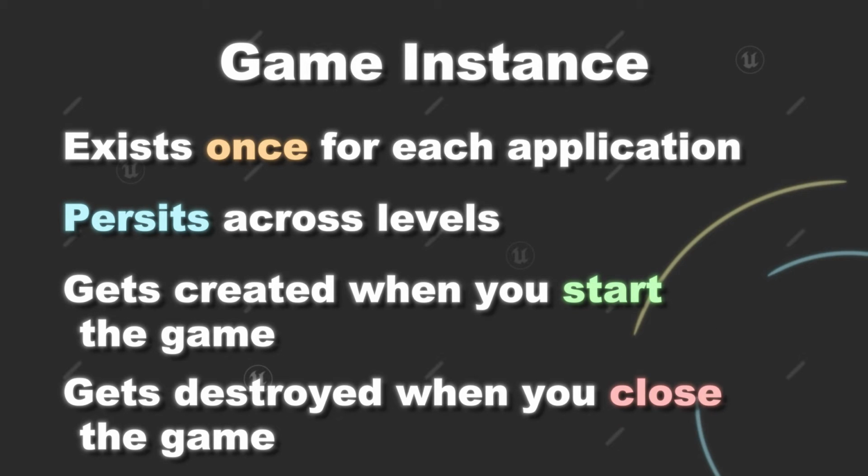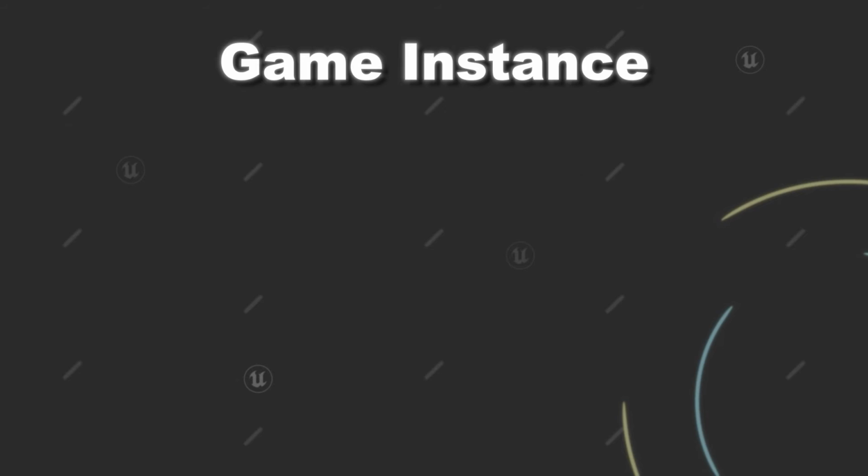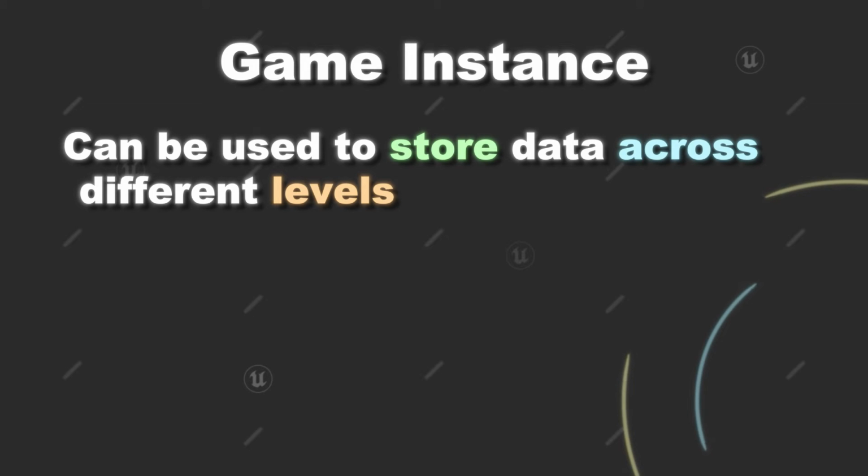So unlike other objects, if you switch to another level, the game instance will not be destroyed. Therefore, it can be used to store data that should persist between different levels. For example, you can store some information about the player in the game instance.